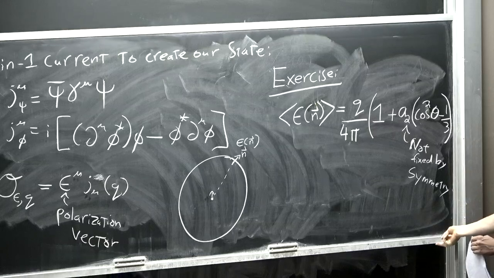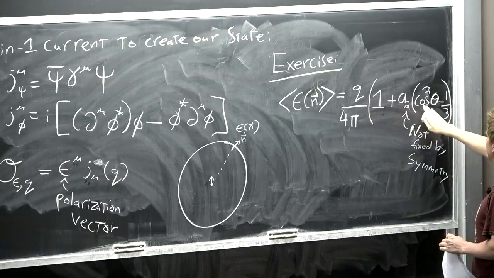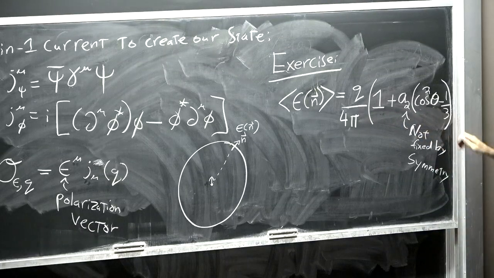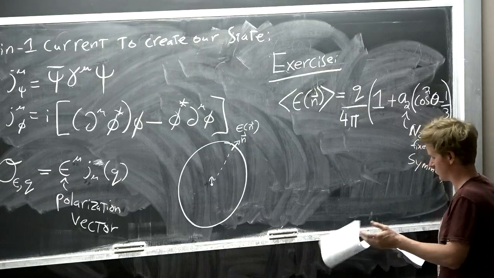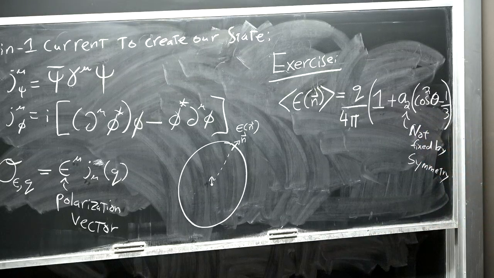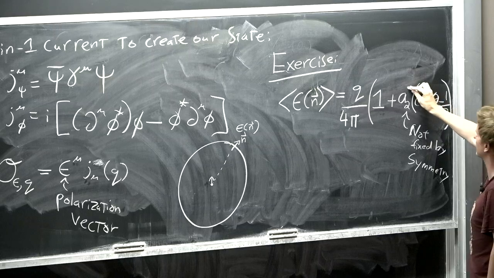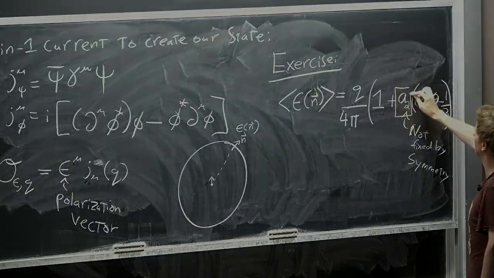Okay. Yeah, so hopefully it says 1 plus a times cos squared theta minus a third. And so the one interesting thing which we'll be able to take from this is that this actually tells us something very interesting about the value of A2.